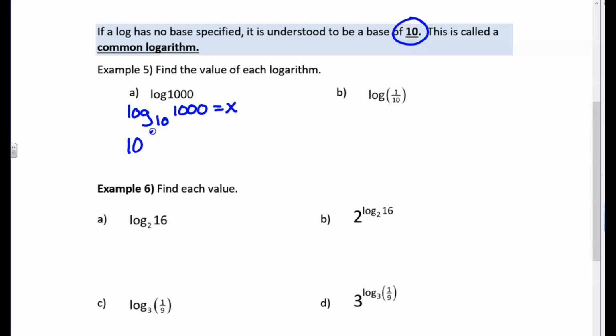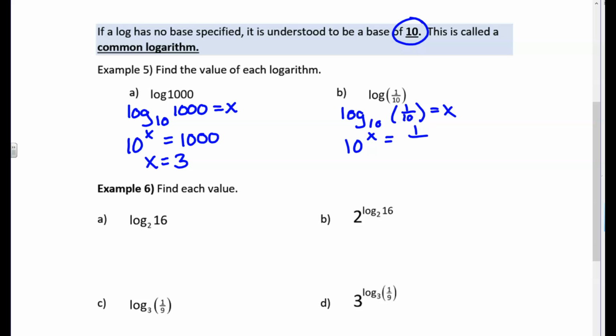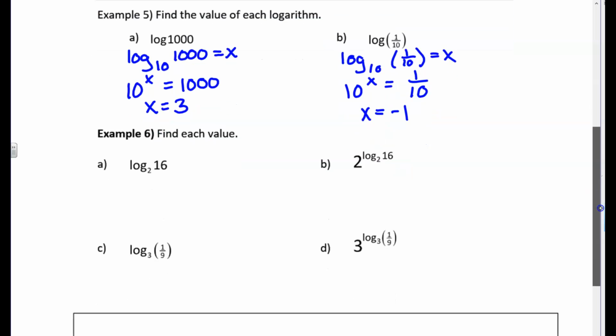So that's going to be 10 to the what gets me 1,000. Well, 10 cubed, so my x must be 3. 10 cubed gets me 1,000. Same thing here. Log of 1/10, that's really log base 10 of 1/10, and I'm going to set that equal to x. So I have 10 to the x equals 1/10. Well, that means my x value must be -1 because 10 to the -1 gets me 1/10.